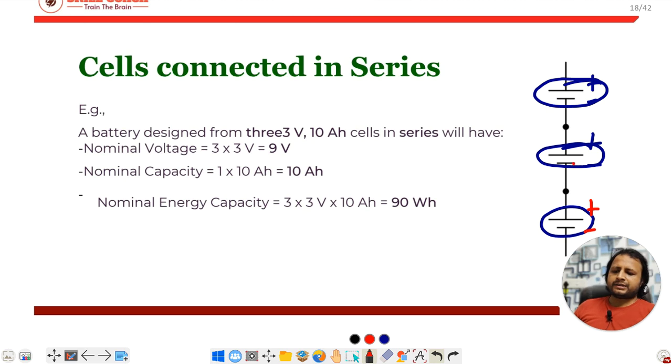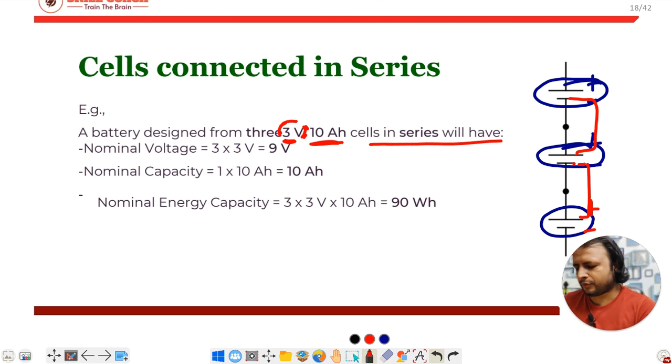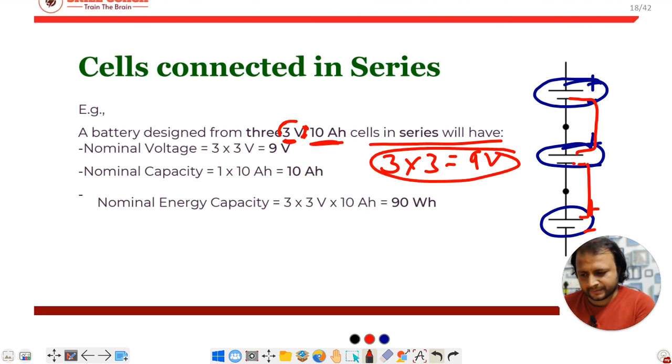So the minus of this terminal is connected to the plus of this, and the minus of this terminal is connected to the plus of the next, and further you can do the same thing. Suppose we have 3 volt, 10 Ah cells in series. So what will be the nominal voltage? Nominal voltage of 3 means 3 volt for one cell, and 3 cells are connected. So 3 into 3 will be 9 volt, the nominal voltage of this battery pack.